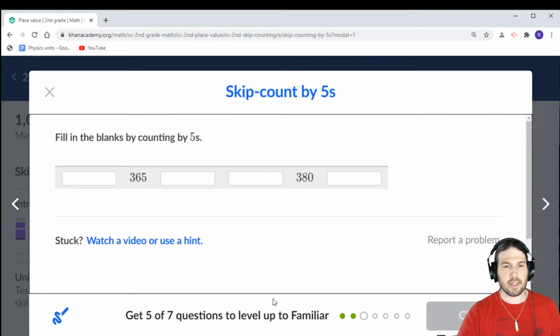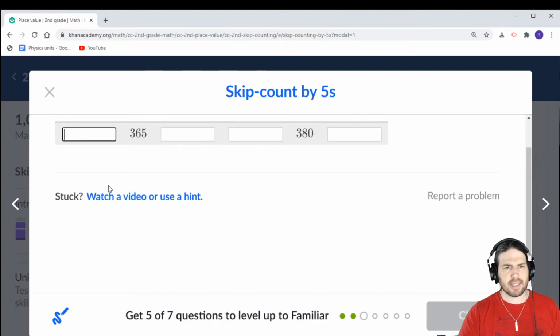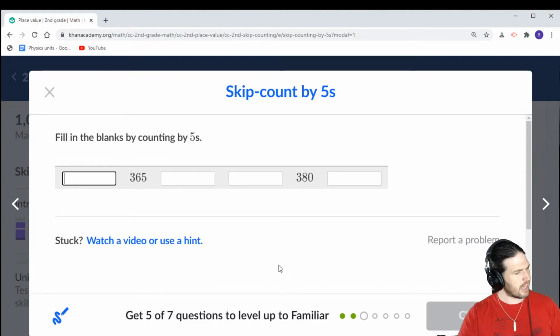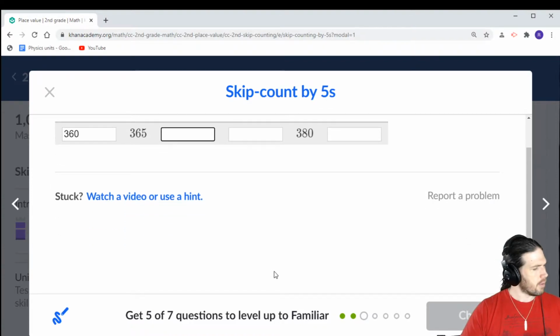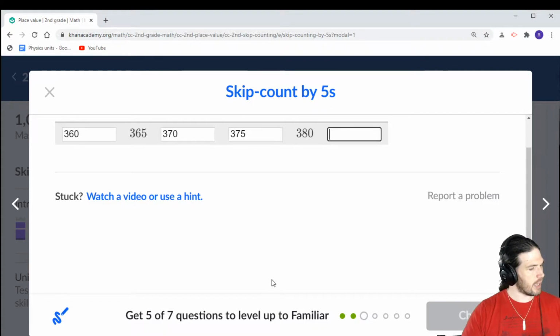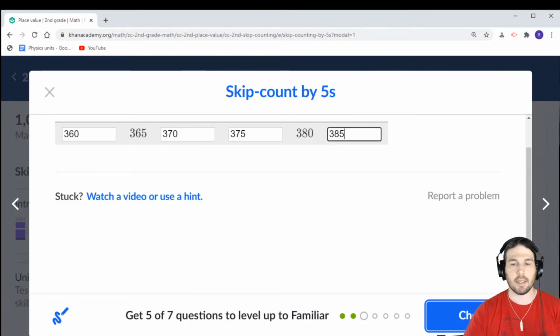All right, fill in the blanks counting by fives. Let's see, 365 minus 5 is 360. By the way, as always, 370, 375, 380, and 385. I strongly encourage questions and comments in the chat.